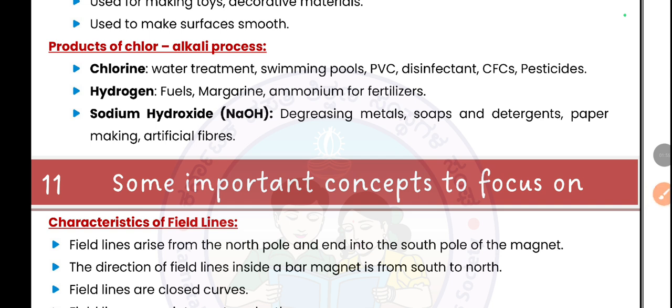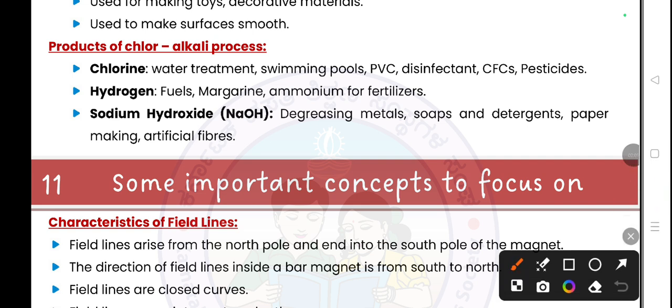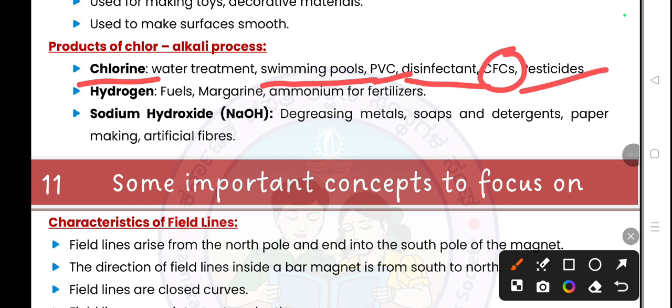Then next one, products of chlor-alkali process. Chlorine. Chlorine is used in water treatment and also treatment of swimming pool water. Then in the preparation of PVC, polyvinyl chloride, it is also used as a disinfectant. And whatever chlor-alkali process byproduct chlorine is available, that chlorine is used in the preparation of CFC, chlorofluorocarbon and pesticides.